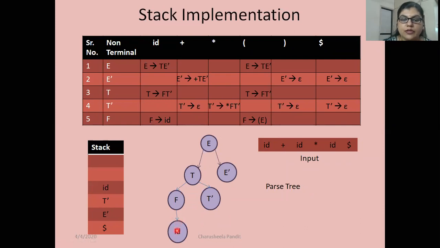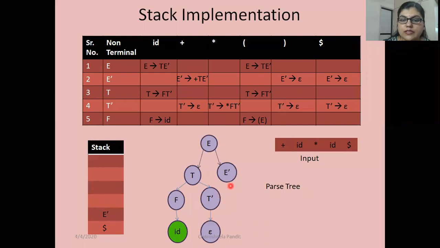Now what is next? Here we got ID, and this ID can match with the current symbol. It means we got the first character from the input string. So we will expand the parse tree to get the next input symbol, that is plus. The next non-terminal which will expand is T', because it is a leftmost derivation. So see the T' row and plus column. You get that T' gets expanded to epsilon.